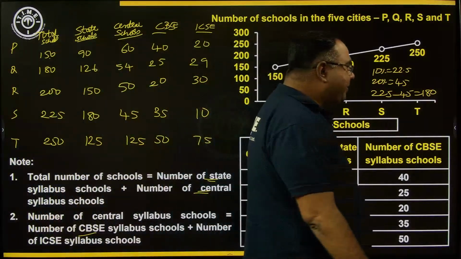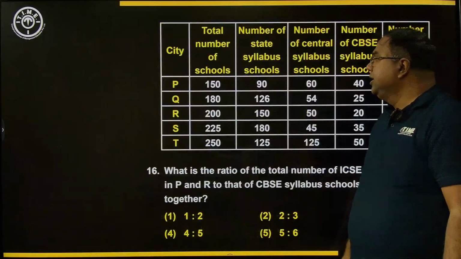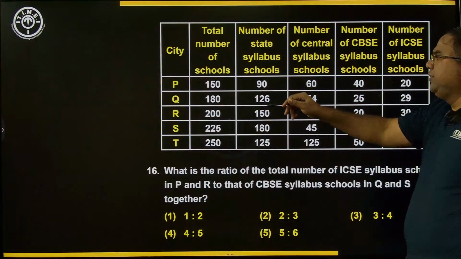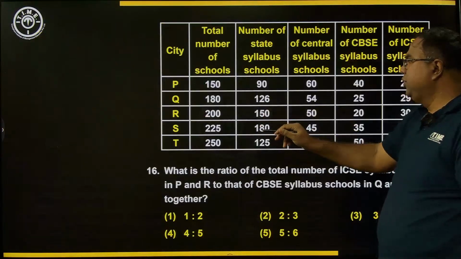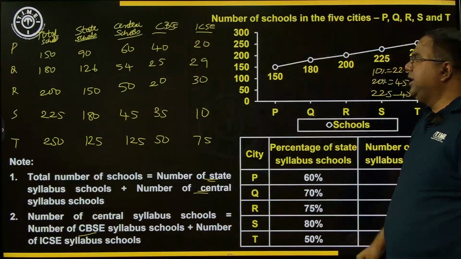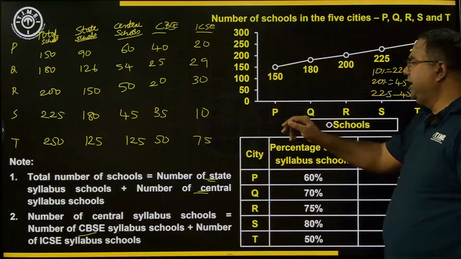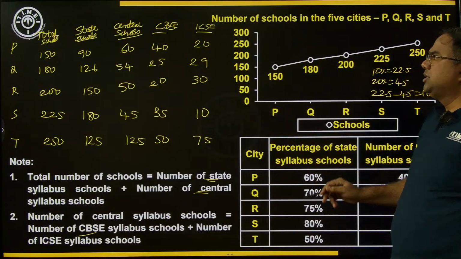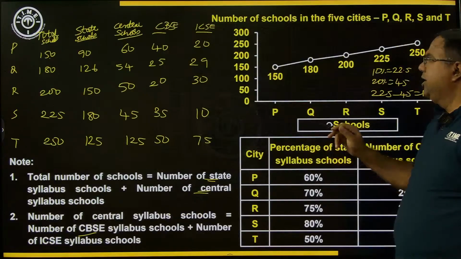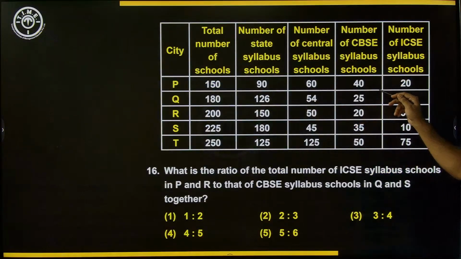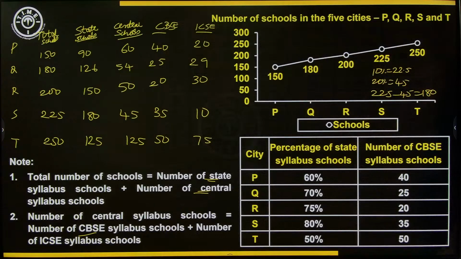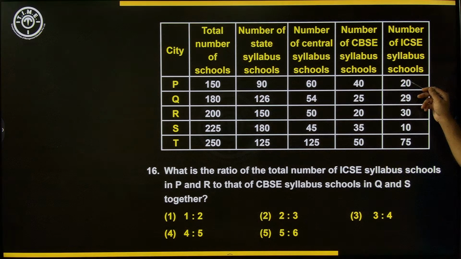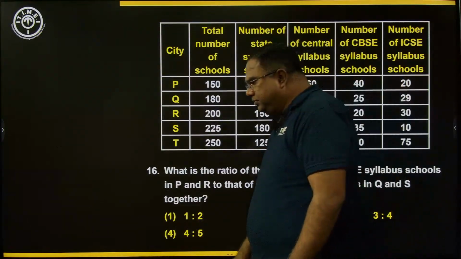I have copied the same data on the next page. See here, number of schools 150, 180, 200, 225, 250. State syllabus 90, 126, 150, 180, 125. Central school 60, 54, 50, 45, 125. CBSE 40, 25, 20, 35, 50. ICSE difference 20, 29, 30, 10 and 75. We got this.